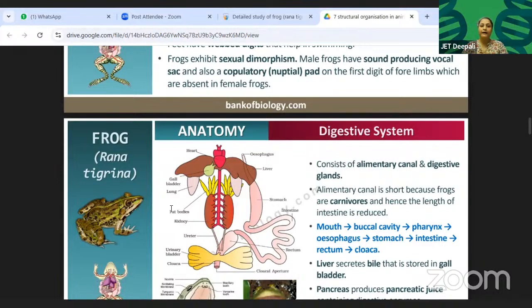Okay, anatomy. Now coming to the anatomy, first we will study a little bit about the digestive system of frog.